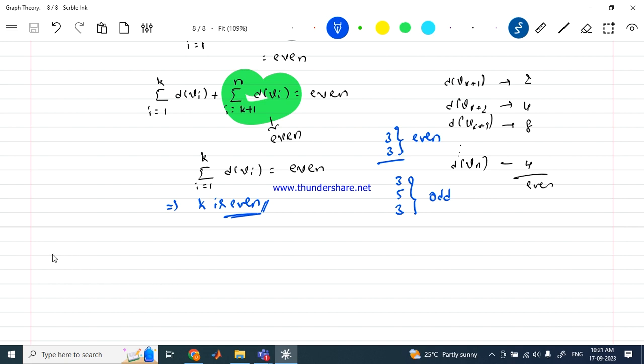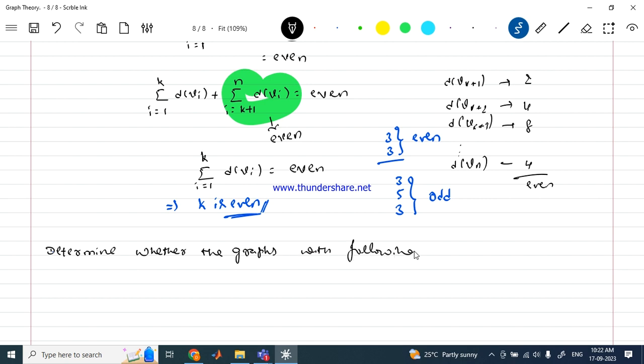Okay, now the next question is one more possible question under this heading, with respect to whatever we learned just now. The question is: determine whether graphs with the following degree sequence are possible.